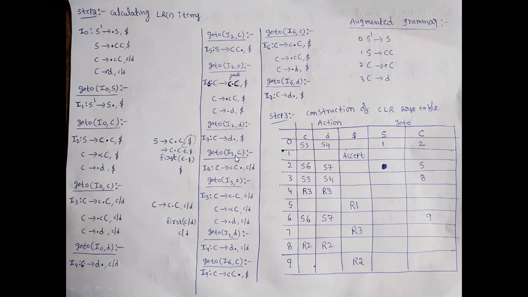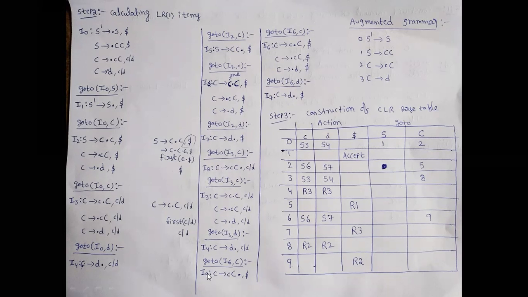Go to of I3 comma capital C: in the third row under capital C we get 8, so that is number 8. Then go to of I3 comma small c: in the third row under small c it is I3, so we write S3. And go to of I3 comma small d: we get I4, so we write S4. Then go to of I6, the sixth row, I6 comma capital C, that is I9.